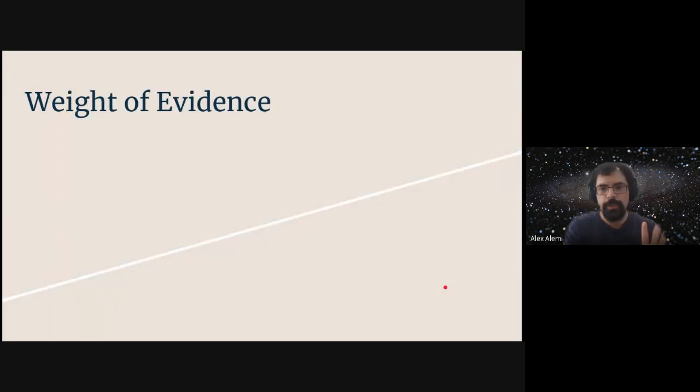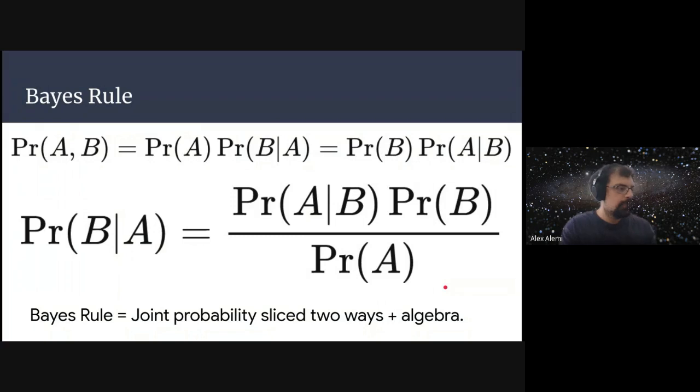So we're going to start with weight of evidence. In the beginning, there's Bayes' rule. And Bayes' rule really is just a consequence of the product rule of probabilities. The probability of A and B happening, I could write as the probability of A times the probability of B given A. I could also write as the probability of B times the probability of A given B. If I just divide those two things, I get Bayes' rule, the way that everybody talks about it.